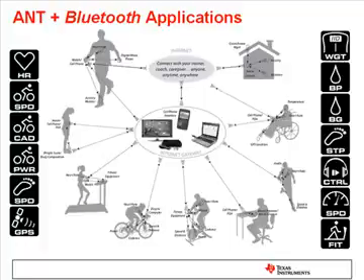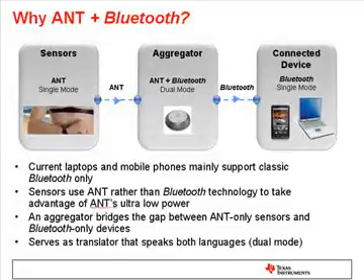Currently, as I mentioned, they support Bluetooth technology. So here you would take your ANT sensor, as you saw in those previous applications. Then you would send it to a device that can speak both ANT and Bluetooth, and we call this an aggregator. Then it can now speak to those end devices that you want to send the data to, like a cell phone or a laptop or a tablet.